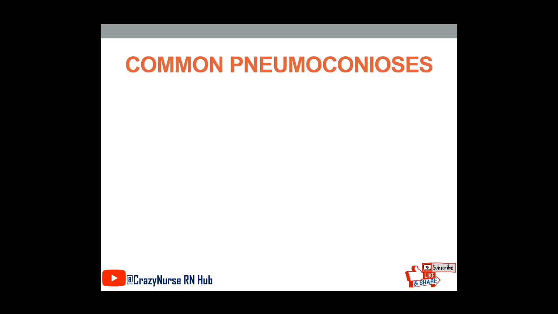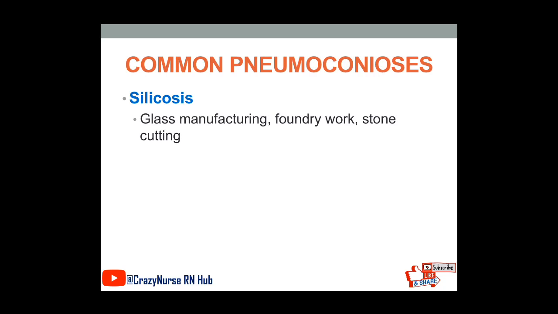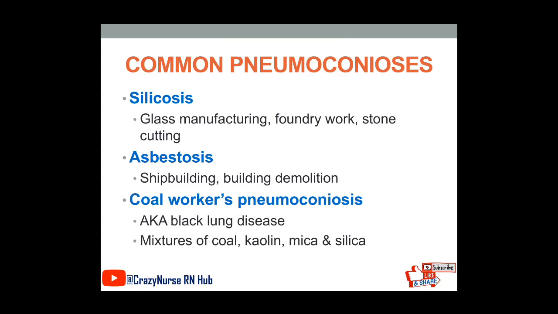We have here common pneumoconiosis. First, we have your silicosis. It is acquired from glass manufacturing, foundry work, stone cutting. We also have your asbestosis, acquired from shipbuilding and building demolition. We also have your coal workers' pneumoconiosis. It is also known as your black lung disease. It can be acquired from mixtures of coal, kaolin, mica, and silica.